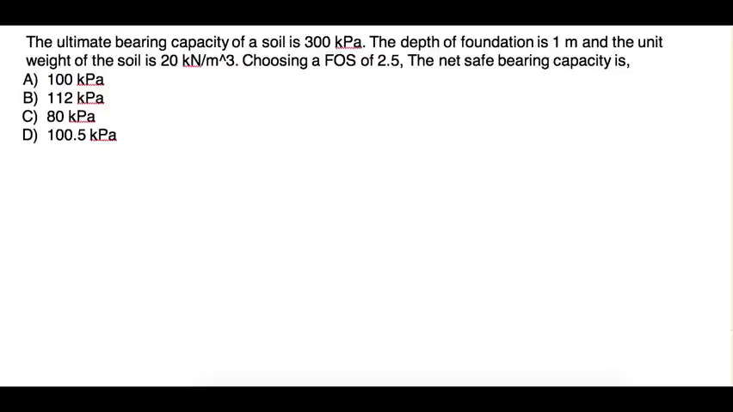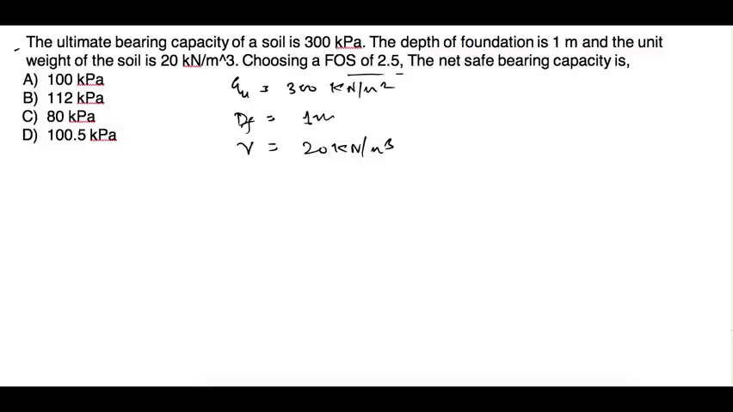Let's see some questions based upon the shallow foundation theory. The first one here that I have taken is: the ultimate bearing capacity of a soil is 300 kPa. This Qu is equal to 300 kilonewton per meter square. The depth of foundation is 1 meter, that is dF is equal to 1 meter. Unit weight of the soil is 20 kilonewton per meter cube, gamma is equal to 20 kilonewton per meter cube.